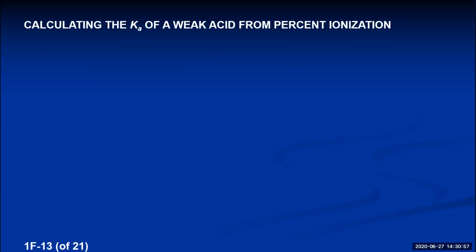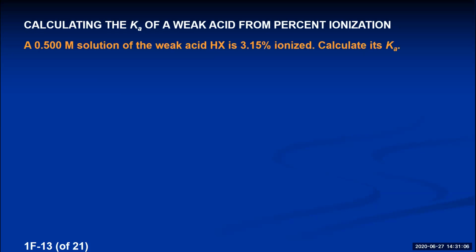Let's try to calculate the Ka of an acid from some different clue, this time from percent ionization, which could be done by determining conductivities of solutions, so another experimental way to get at Kas of acids. Let's say a 0.500 molar solution of the weak acid HX is found to be 3.15% ionized. Calculate its Ka.